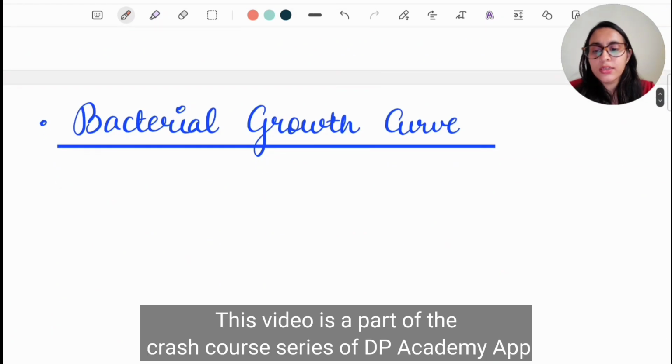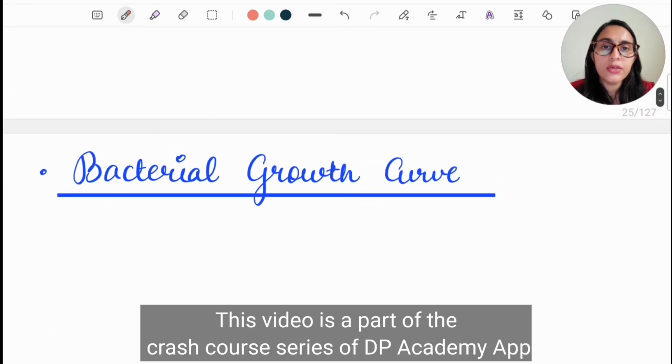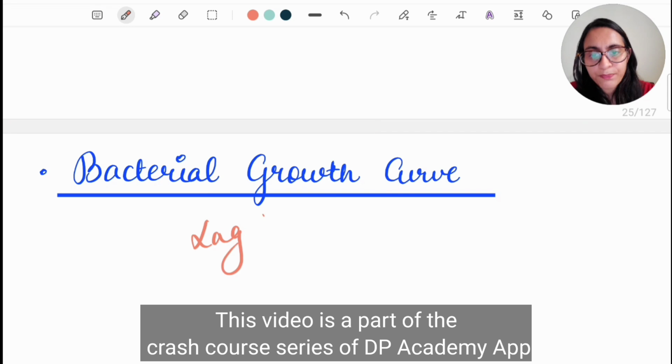Now coming to the bacterial growth curve. In NEET 2018, a question was asked from the bacterial growth curve. It is very important. What is the correct sequence of the bacterial growth curve? First of all, there is a lag phase. Now they can even ask a sequence based question from the bacterial growth curve. What is the correct sequence of a bacterial growth curve?